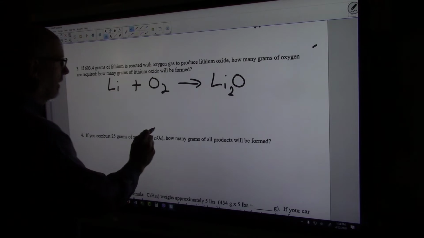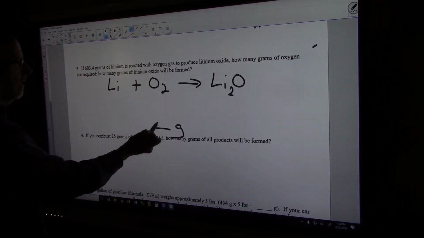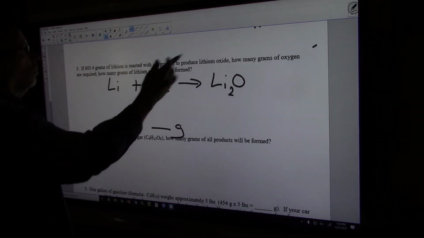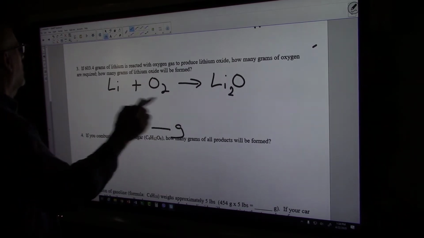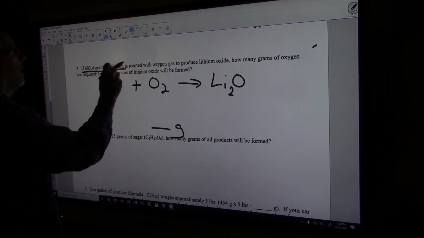How many grams? So I want to figure that. That's my answer. I need to get grams. How many grams of lithium oxide? What do I know? What do I start with? Oh, 603 grams of lithium.